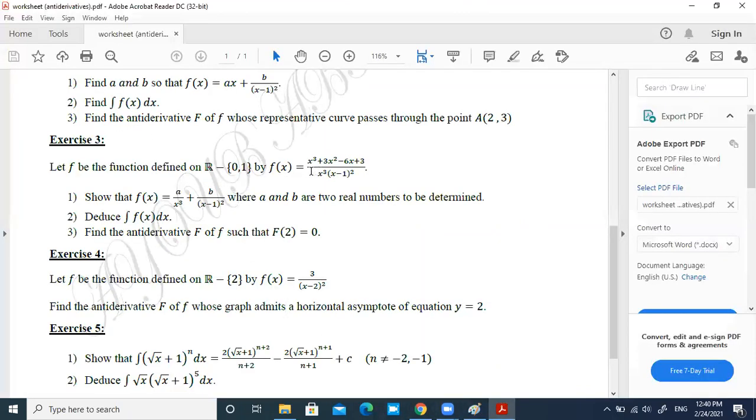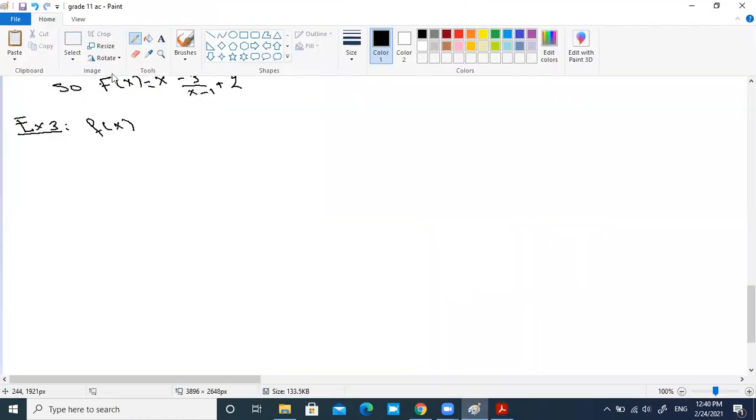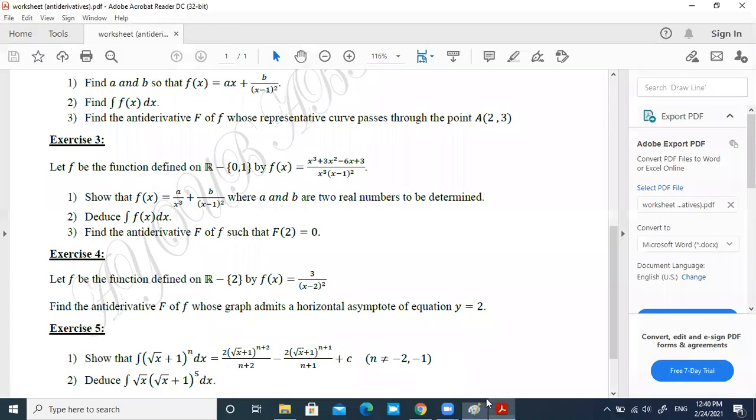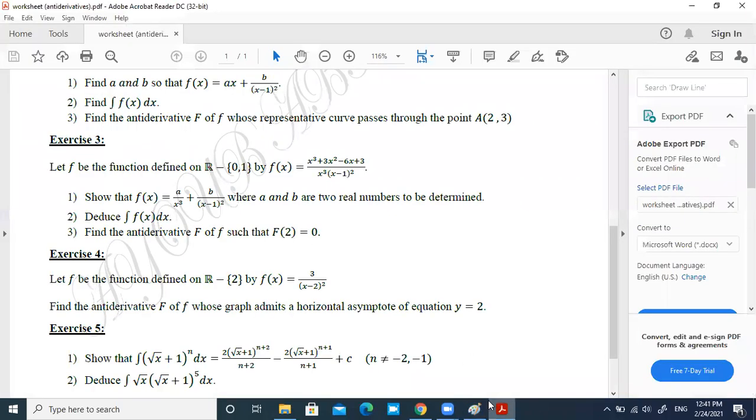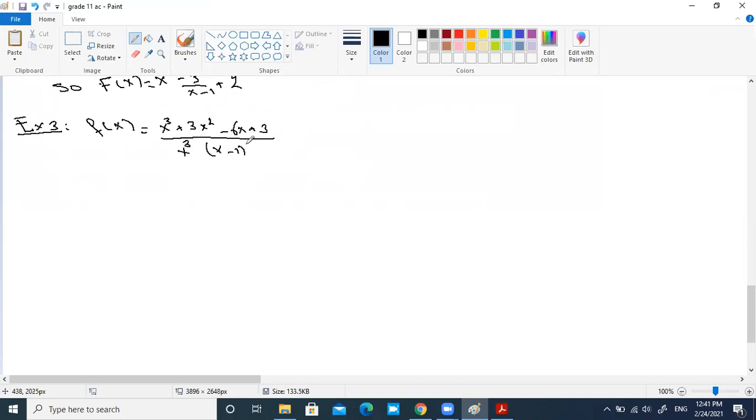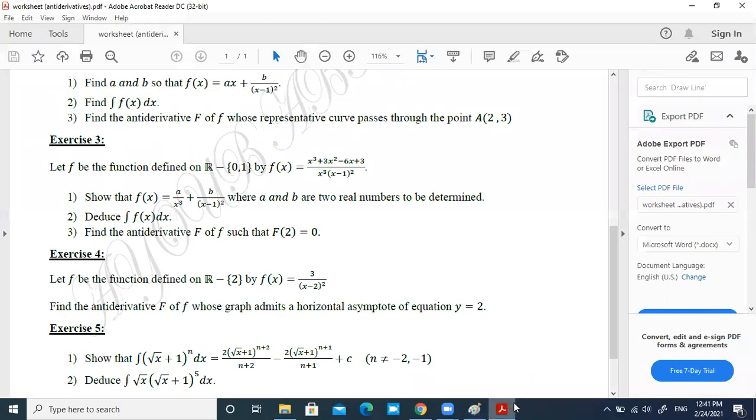f of x is equal to x power 3 plus 3x squared minus 6x plus 3 over x cubed into x minus 1 squared, defined on R except 0 and 1. The question shows that f of x is equal to a over x cubed plus b over x minus 1 squared.